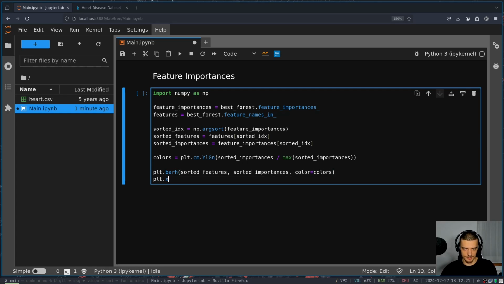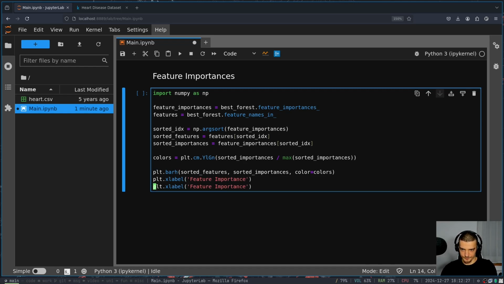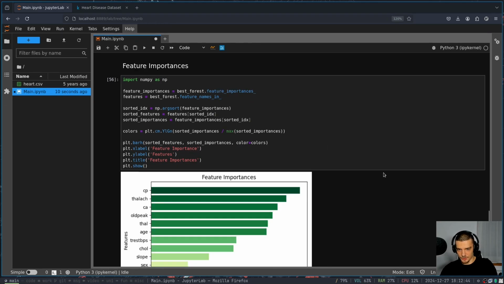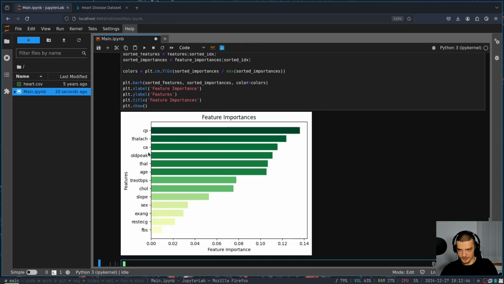Then we're going to say plt xlabel, feature importance. The ylabel is going to be features. And we're going to say plt show, and maybe also a title, feature importances. So when I show this, we can see that we have certain features being way more important than other features.